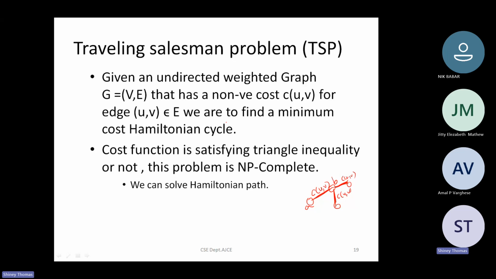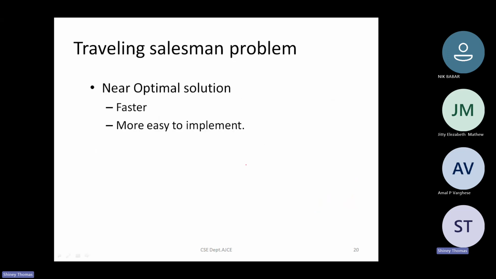Now you can see the cost function is basically satisfying the triangle inequality or not. So this problem is also NP complete. We'll see what this triangle inequality is. What we're going to do is find an approximate solution, rather than the optimal solution within polynomial time. The approximate solution is much faster as well as easy to implement.